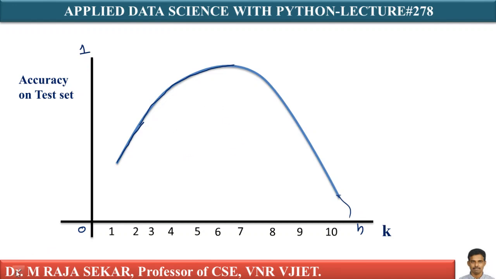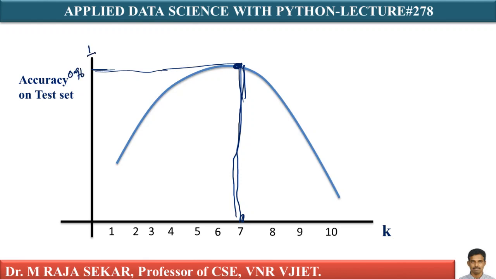Then you ask where I am getting the highest accuracy. Let me assume this is the point, somewhere here, the peak value. Let me assume this number is 7. What is the corresponding accuracy? Let me assume this is something like 0.96. Why? Because its maximum value is 1, isn't it?